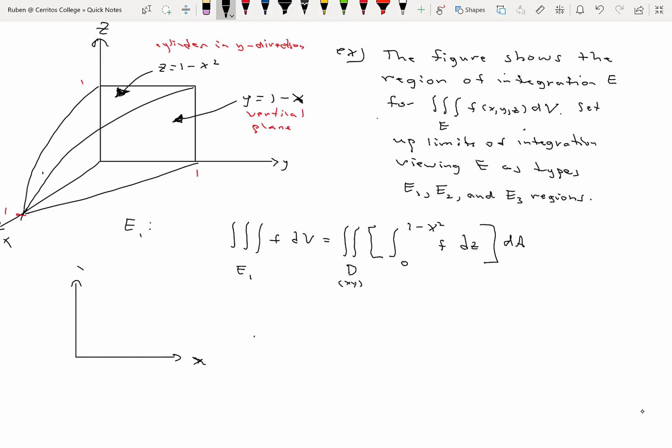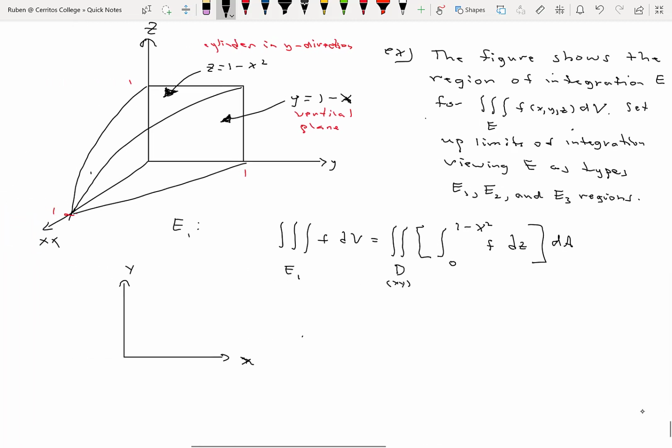From our 3D drawing, we see it's a triangle with the hypotenuse as being, ooh, my goodness, too much coffee.